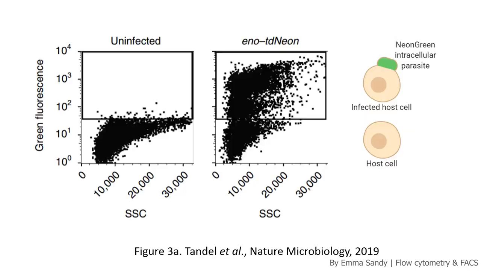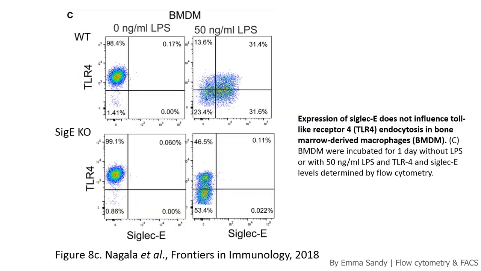This is another type of plot, a dot plot, and here the colours have changed slightly, but it's the same premise. The parasites here fluoresce green, and compared with an uninfected sample, you can draw a gate around your infected cells. Now moving on to a pseudo-colour plot.